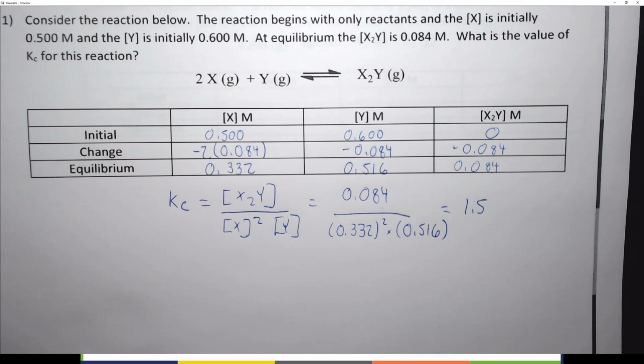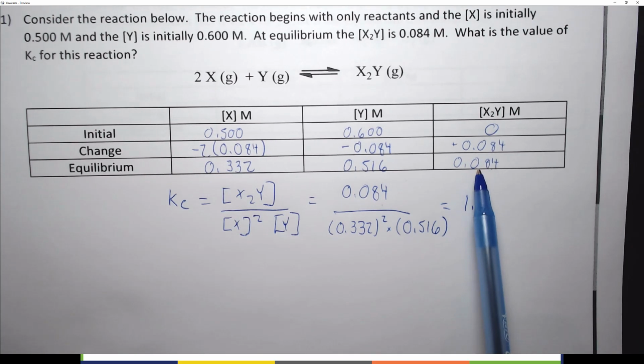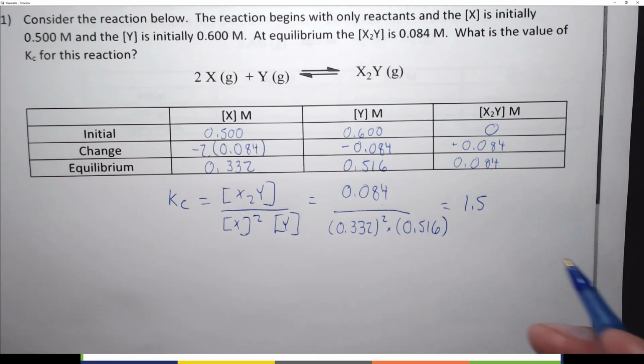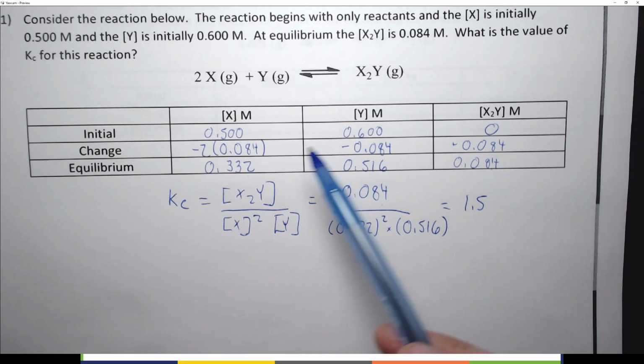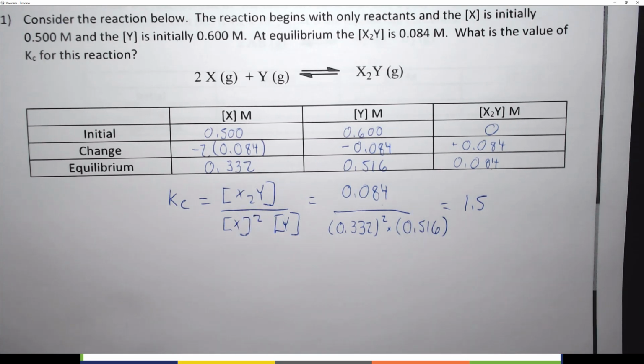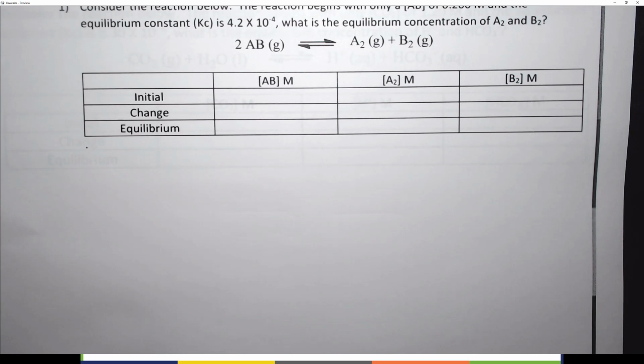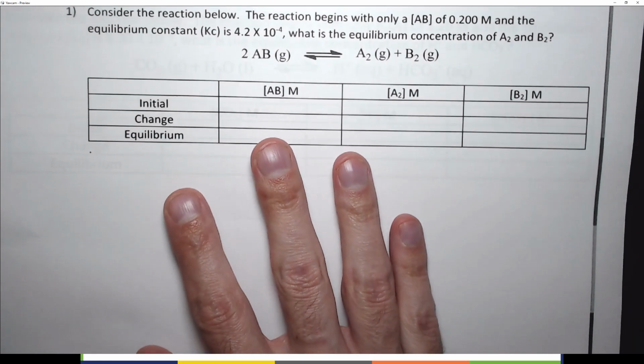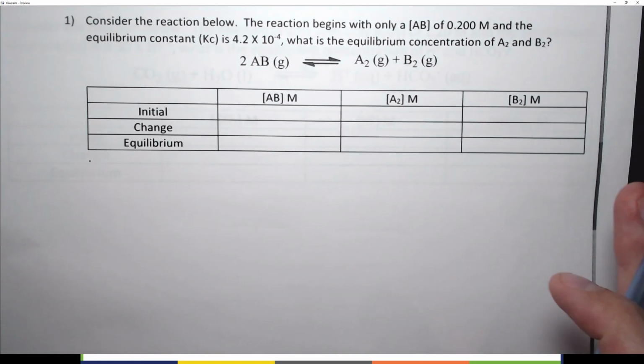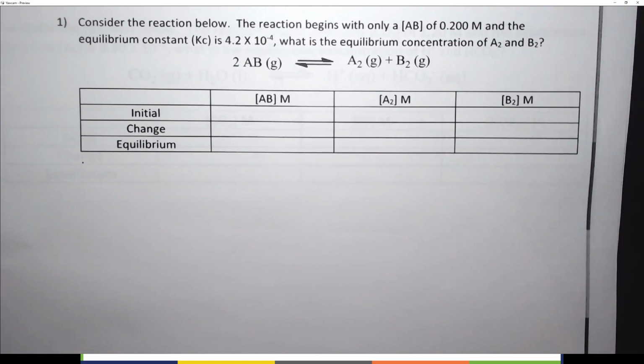So here's an example where we used an ICE table where we were given the equilibrium concentration of a product. This is somewhat common because sometimes you can measure the equilibrium concentration of the product, which then allows you to back calculate the equilibrium concentrations of the reactants. Let's look at a slightly more complicated example, and an example that's definitely going to come up again. All right, all of these ICE table things you need to know how to do.